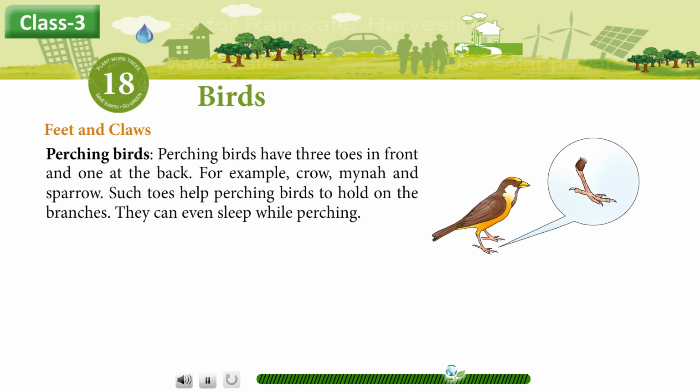Perching birds. Perching birds have 3 toes in front and 1 at the back. For example, crow, myna, and sparrow. Such toes help perching birds to hold on to the branches. They can even sleep while perching.